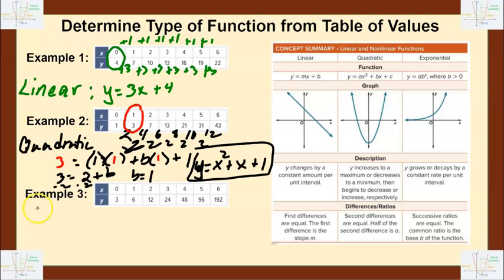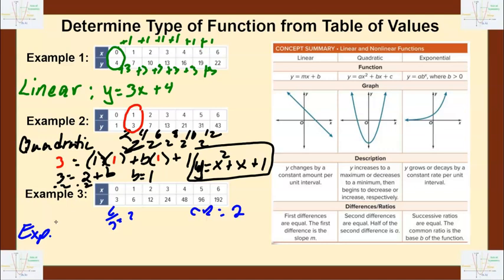So I know if I try 6 divided by 3, gives you 2. 12 divided by 6 is 2. 24 divided by 12 is 2. 48 divided by 24 is 2. So my common ratio is going to be 2. So I know that this is going to be an exponential.